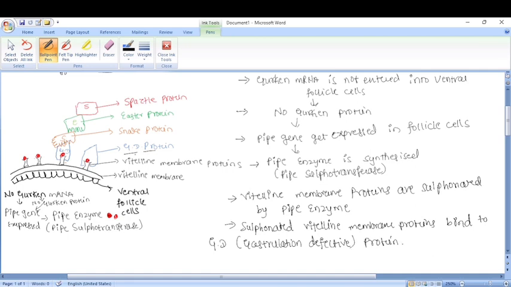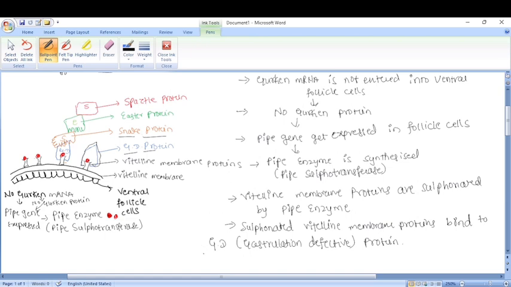GD protein, that is gastrulation defective protein. Later these two complex, that is vitelline membrane protein and GD protein, will bind to another protein that is called the snake protein.